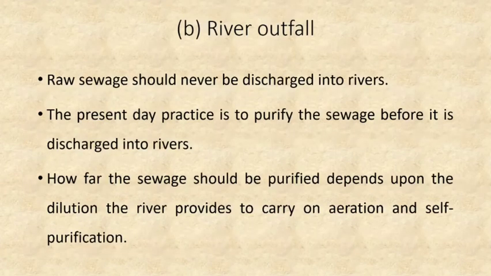Then second method, that is river outfall. The raw sewage should never be discharged into the rivers because it is used for drinking purposes. The present day practice is to purify the sewage before it is discharged into the rivers.